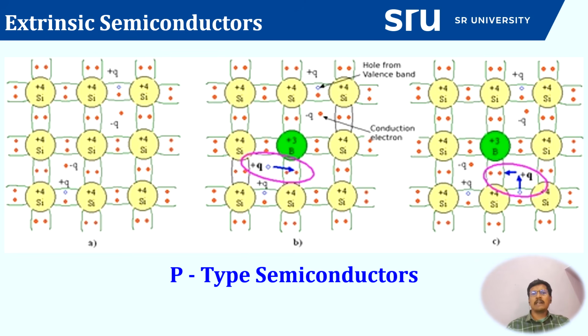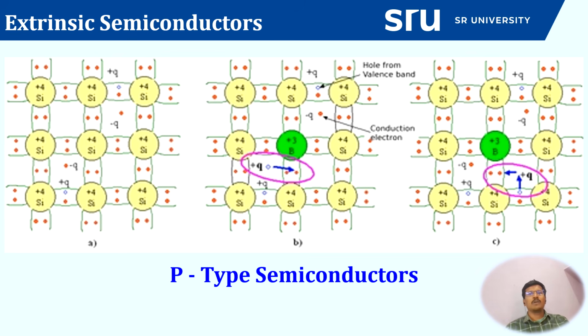When a trivalent atom replaces a silicon or a germanium atom in the crystal, it can form only 3 covalent bonds. One bond remains incomplete because the impurity atom lacks the 4th electron. This deficiency creates a hole. As a result, a large number of holes are introduced into the crystal.